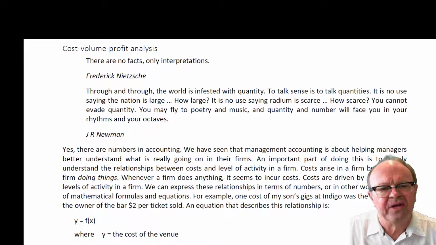Cost, volume, profit analysis. There are no facts, only interpretations. Friedrich Nietzsche.